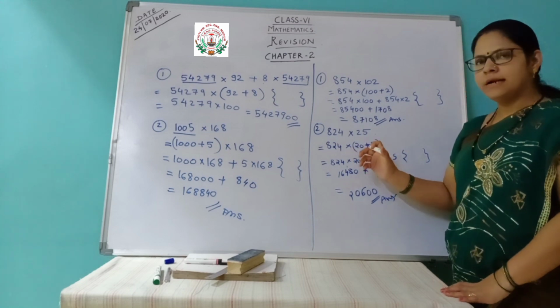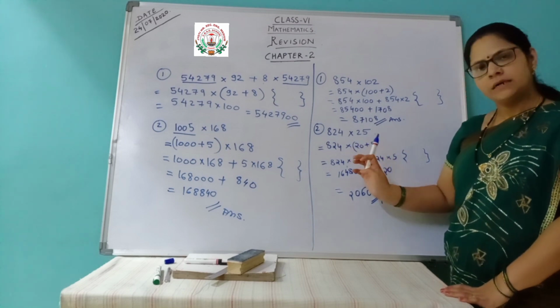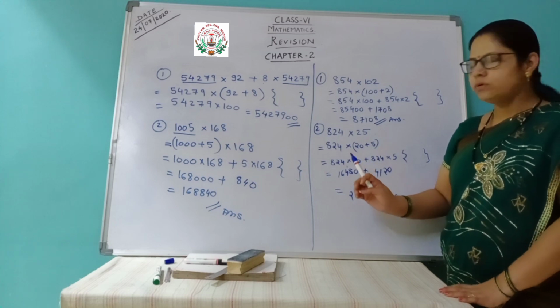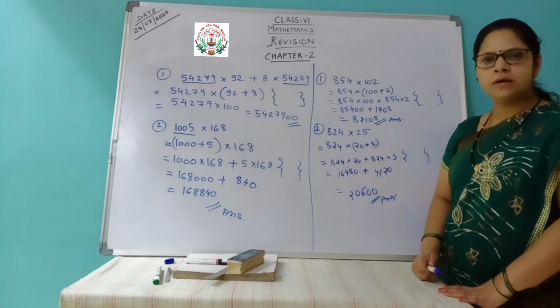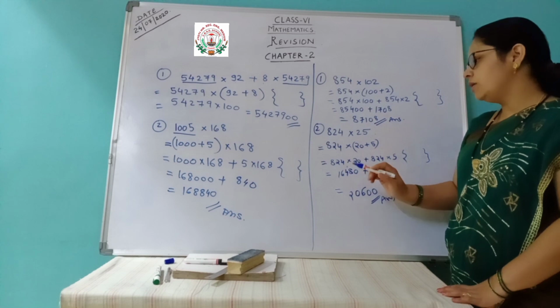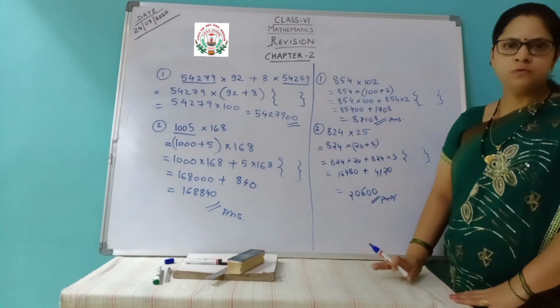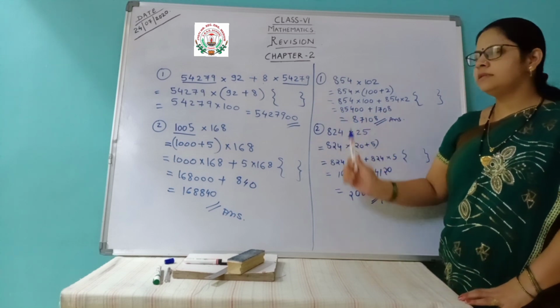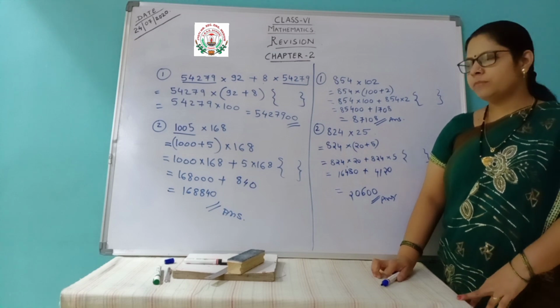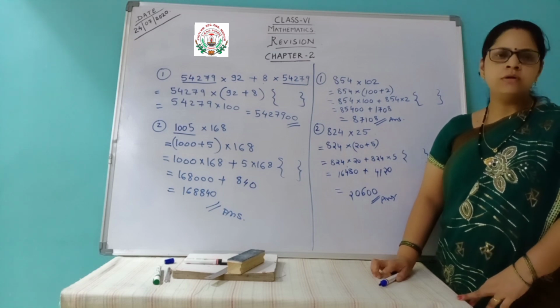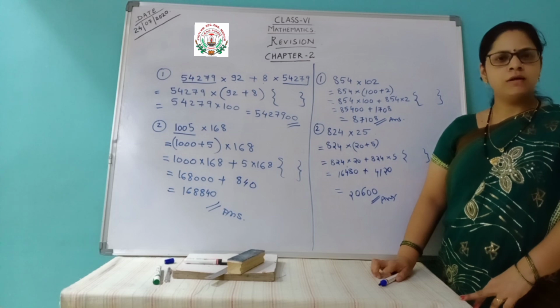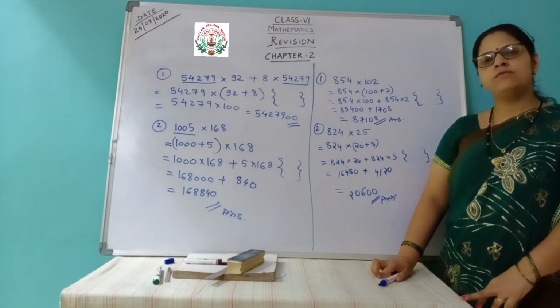We are not getting any 100 or 1000 here, but we are getting 20. The table of 2 you can multiply, the table of 5 also we can multiply. So in this way we have got the answer. This is the use of distributive property. In this way we have completed the revision of chapter 2. Do your practice. If you have any kind of doubt, through the school's website you can clear your doubts. I will be clearing it. Thank you for today's class.